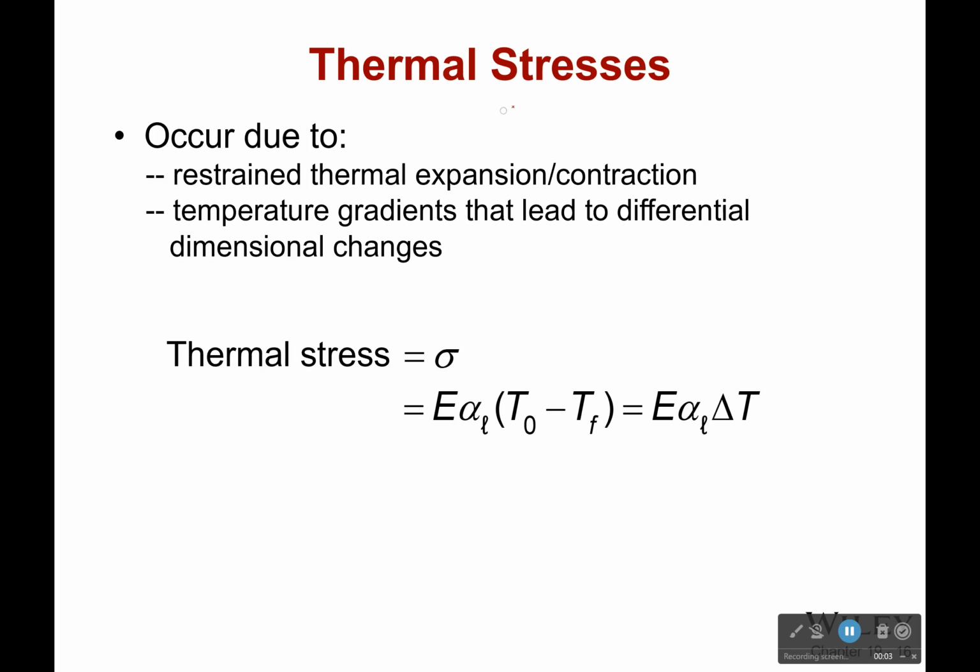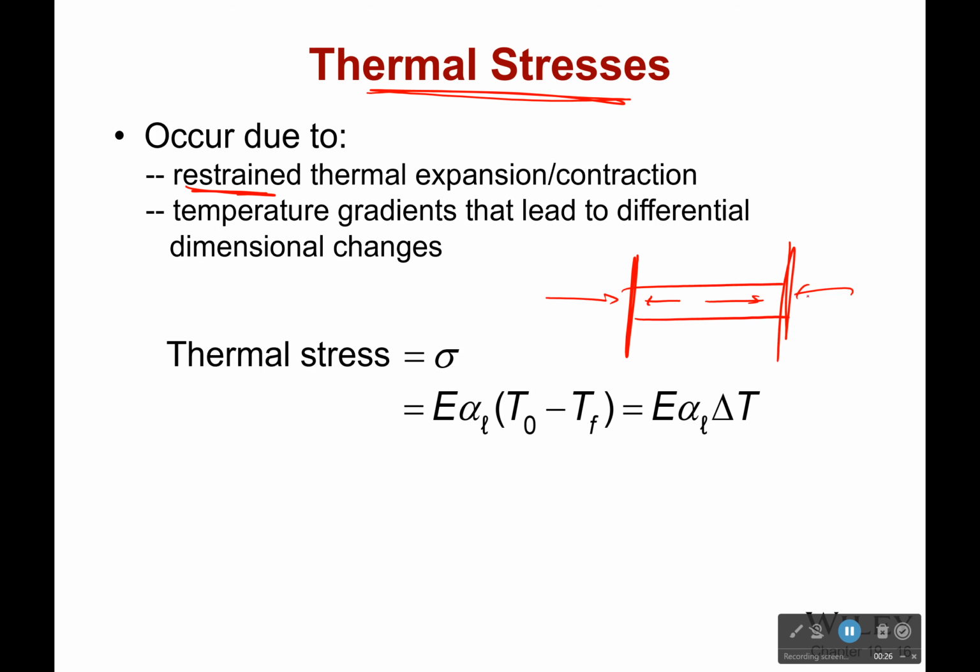Now, thermal stresses. I mentioned these earlier and said that they come when something is restrained. If it's trying to expand and it can't, or it's trying to contract and it can't, there is a stress that forms. Now, why does it form? Well, it's because if it's trying to expand, trying to get bigger, something has to push on it to keep it from getting bigger. In this case, that would be the wall. The wall is pressing on it, and so a stress forms.